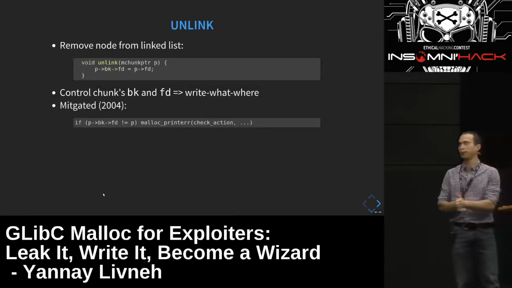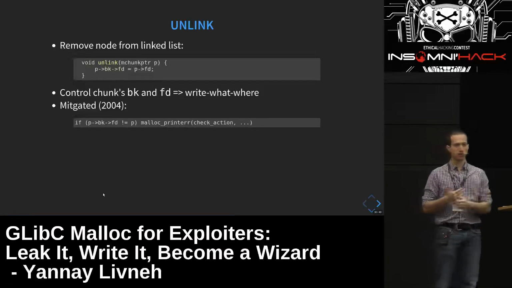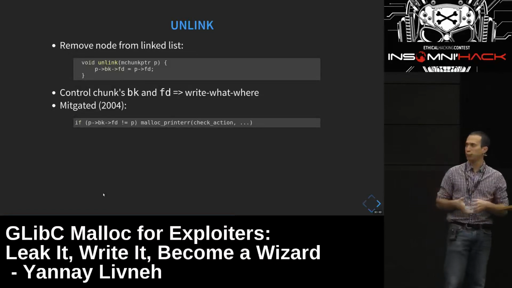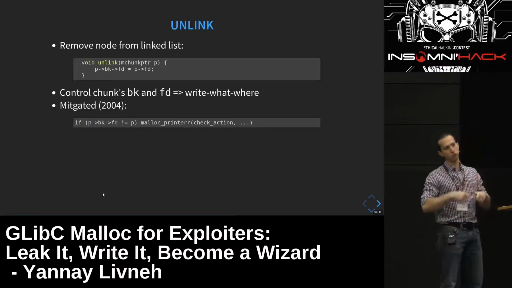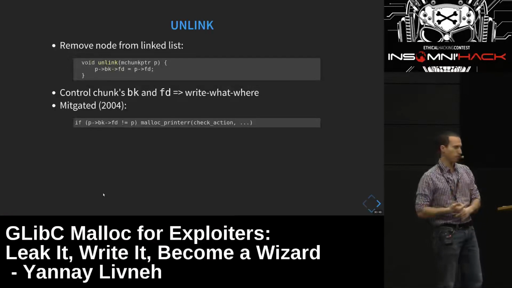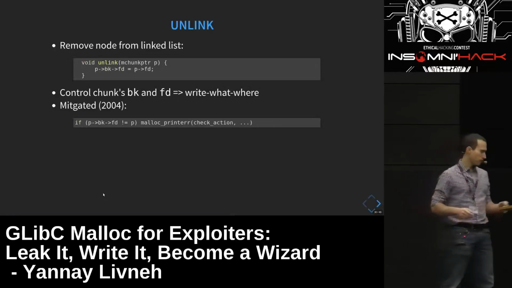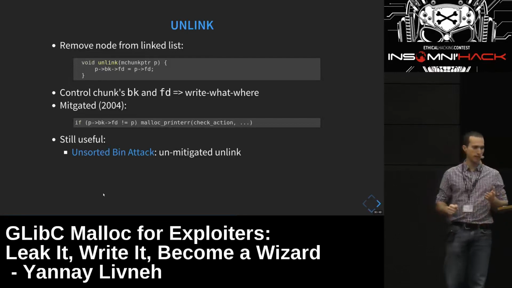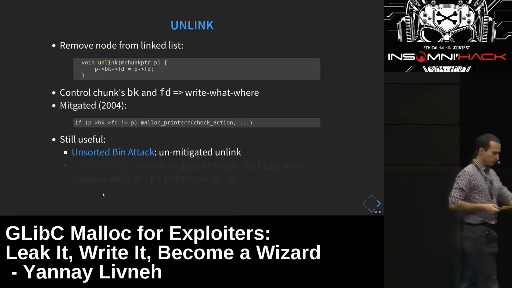And this was mitigated in 2004, when the paper is saying there were mitigations, a series of patches mitigating some existing attacks. This is what they mitigated. They're actually checking that the back forward points to the chunk you're unlinking from the list. And if it's not, it calls the print error function. This attack is still useful. Unsorted bin attack is basically an unmitigated unlink. It sticks to this day.